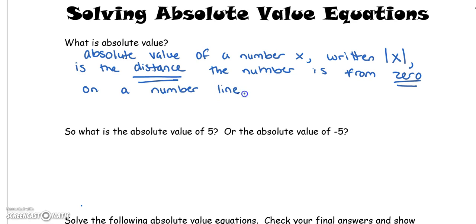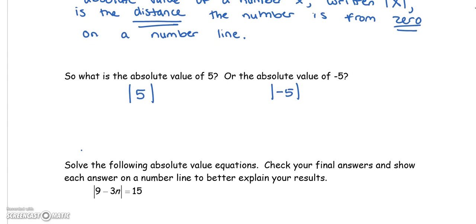Alright, so let's talk about how this translates into numbers. Let's say, what is the absolute value of 5? First of all, I'm going to write that in correct notation. Absolute value of 5, or the absolute value of -5. When I see these two problems, really what I'm asking for is how far is 5 from 0? I'm going to write that question because that's what absolute value really asks for. Some of you might think that's really easy, some of you might not see it right away, so we're going to talk about that.